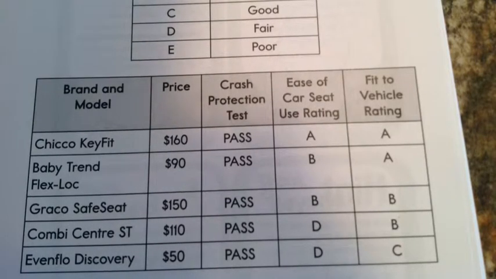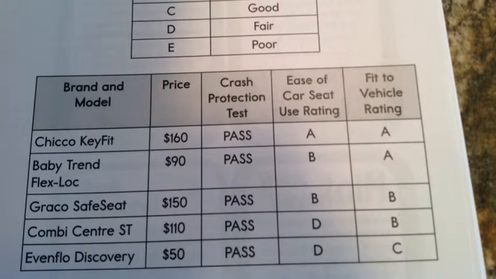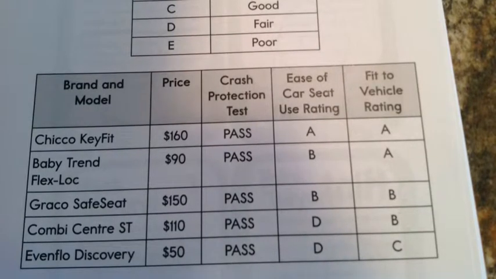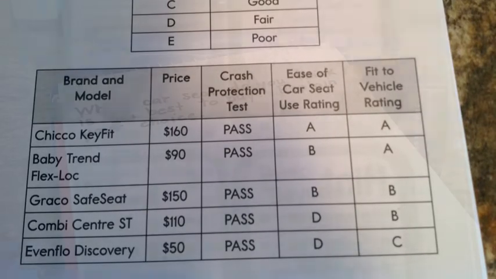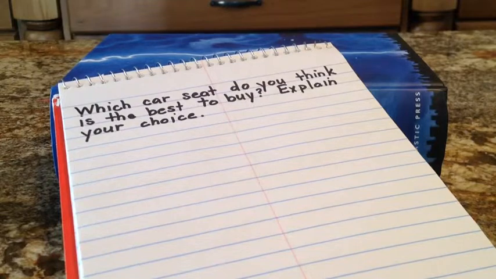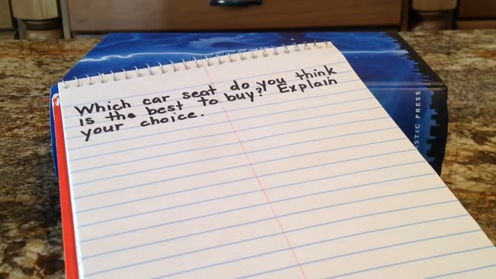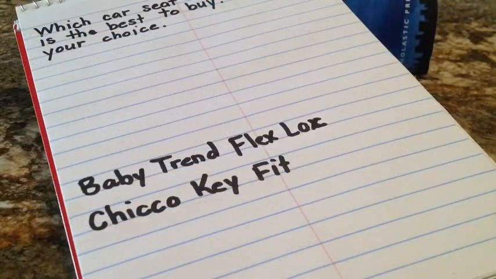As you look at those numbers, which car seat do you think is the best one to buy? And how did you figure it out? Take a minute and answer that question in your math journal. Be sure to explain your thinking. I noticed that the Chicco KeyFit has A, which in the key says excellent, on both. So would that be the one you would want to buy?